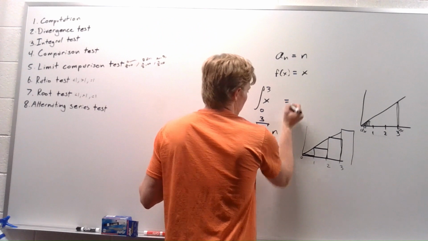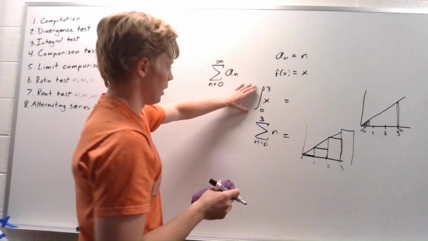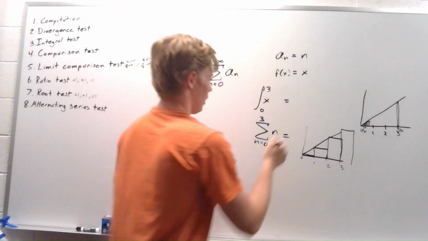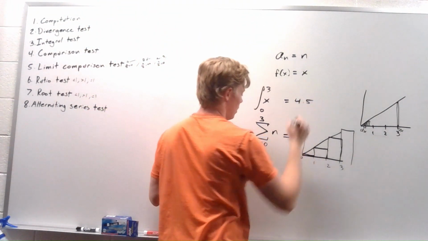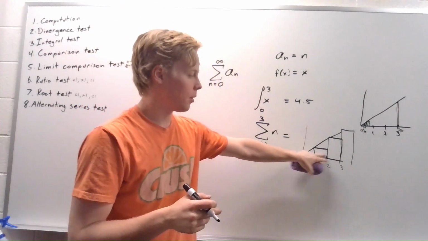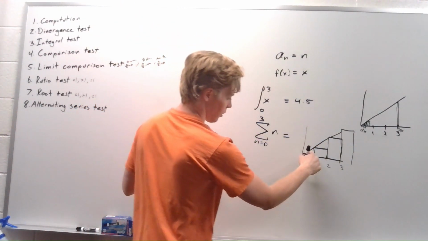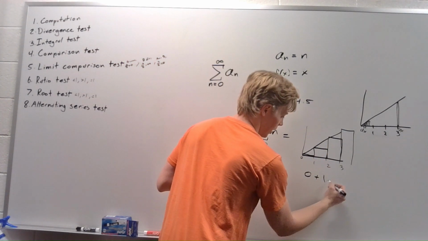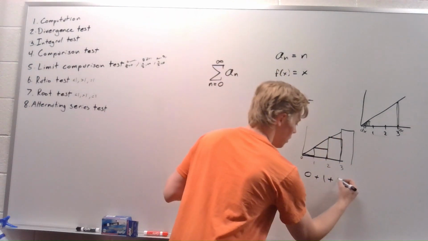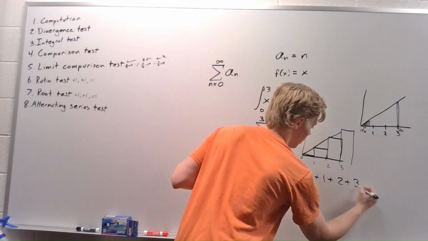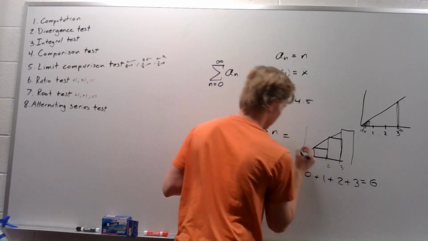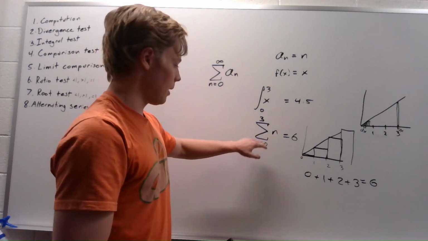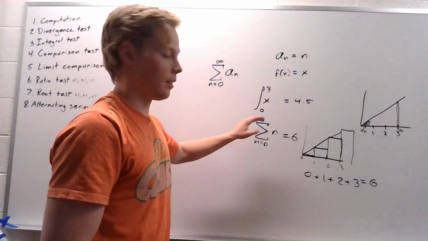And so if we evaluate these, the integral from 0 to 3 of x is 4.5. But the integral here is you just add up all these boxes. So you have your 0 here, 0 plus, and then you have your area of 1, because remember we're adding up areas, area of 2, and your area of 3. And so that's going to give you 6. And so the sum of n from n equals 0 to n equals 3 is equal to 6.